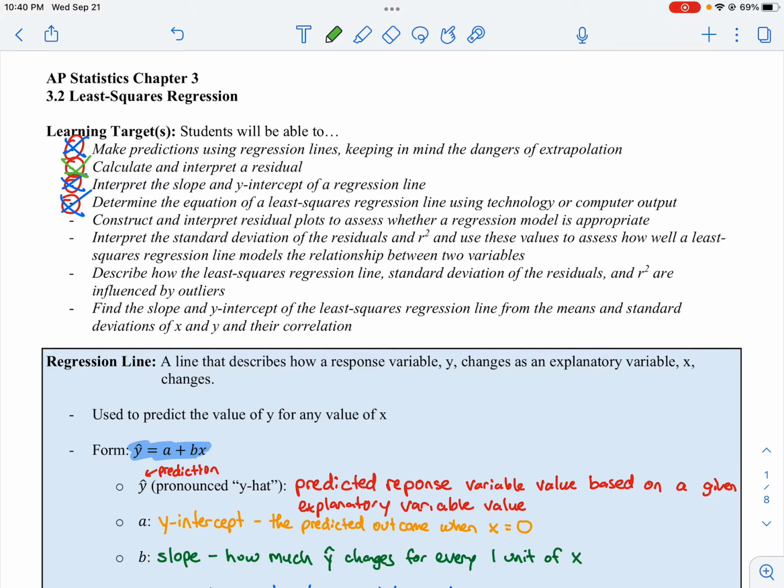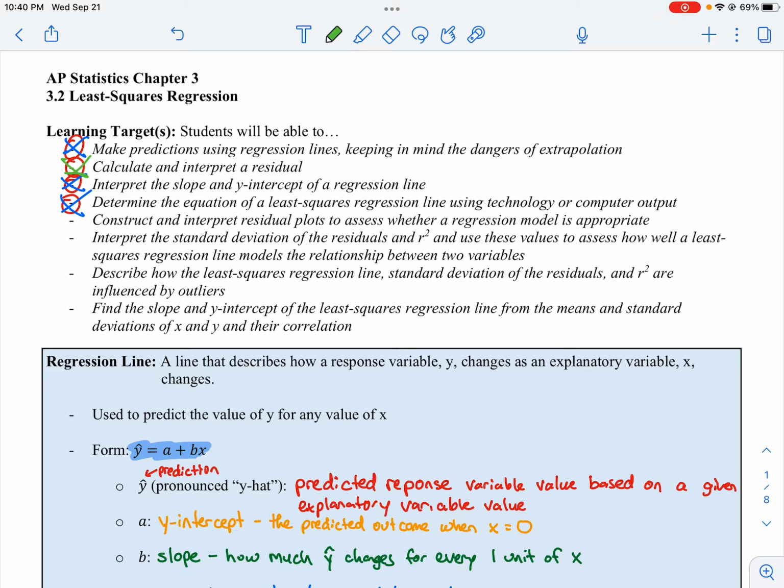So in the previous video, we learned how to make predictions using a regression line. We talked about the concept of extrapolation and why it occurs. We learned how to calculate and interpret a residual. We learned how to interpret the slope and y-intercept of a regression line, and we were able to determine the equation of the least squares regression line using technology.